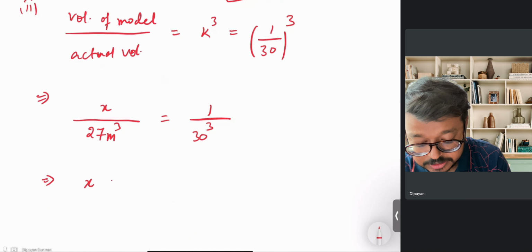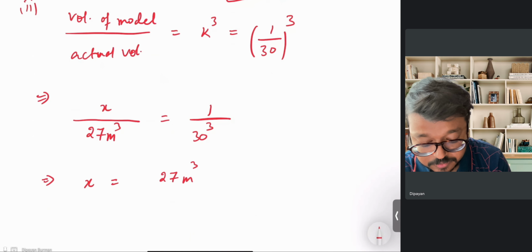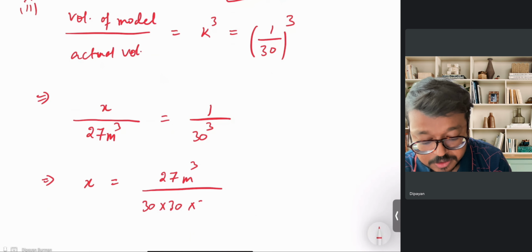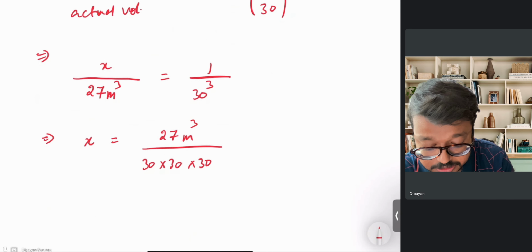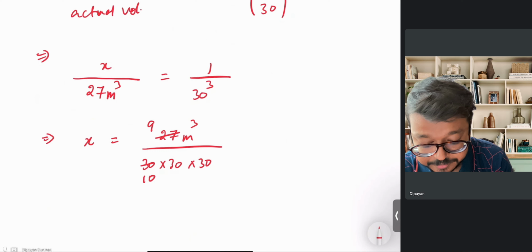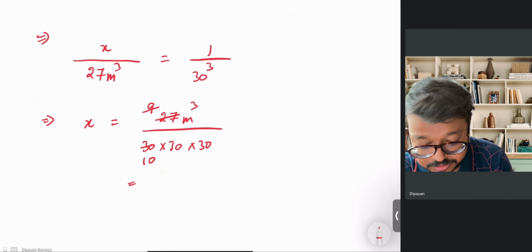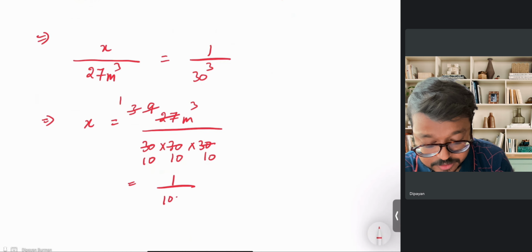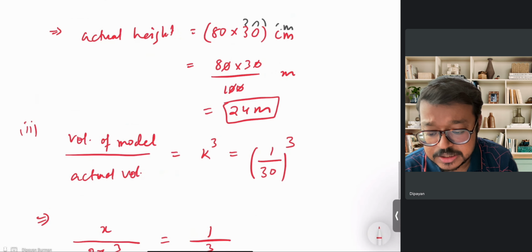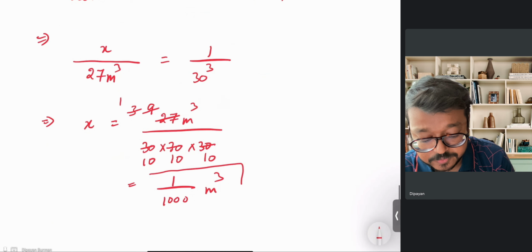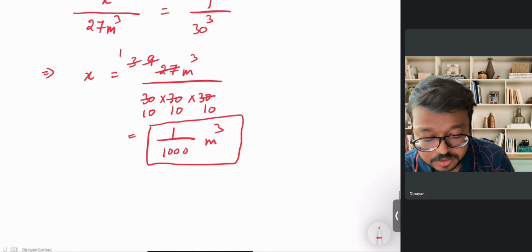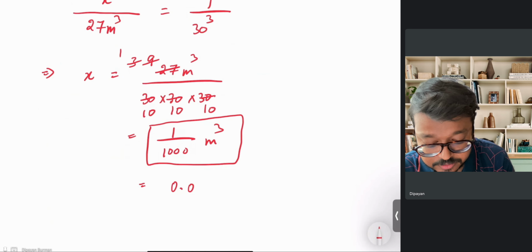So if I look at it like this, this is the volume of the tank in meter cube. If I just simplify it a little bit, this is 9, this is 10, so it is 1/1000 meter cube. Here I don't see the unit specified, so I can leave the answer as: the volume of the tank on the top of the model is 1/1000 cubic meter, or if you want to write in decimals, it is 0.001 meter cube.